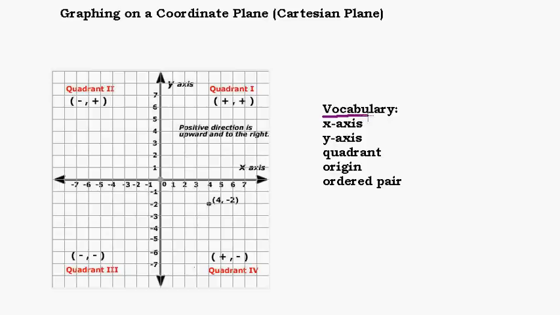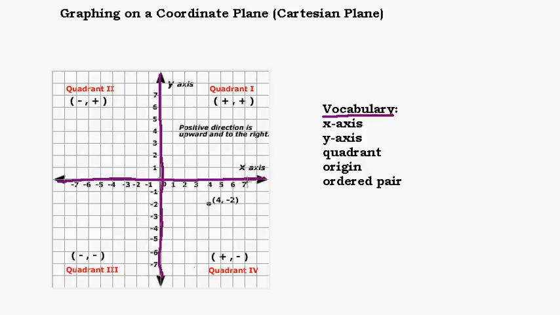So our first vocabulary word we have over here is x-axis. The x-axis is this line right here. It is the horizontal line that basically tells us how far left or right we want to go. The next vocabulary word we have is the y-axis. The y-axis is this line. It's the vertical line that tells us how far up and down we want to go.